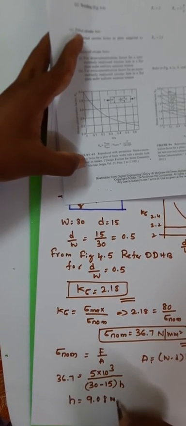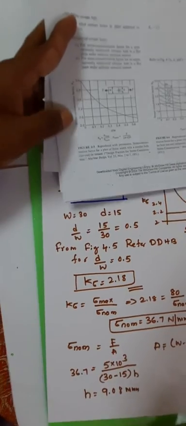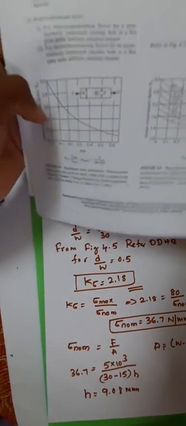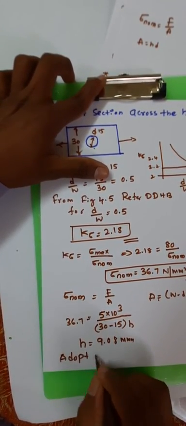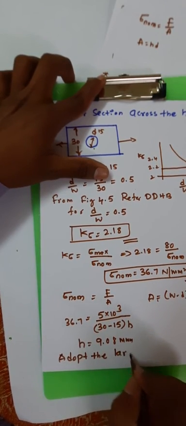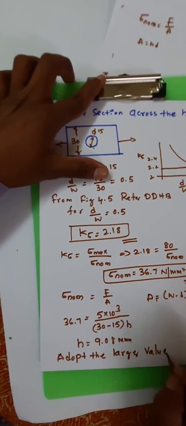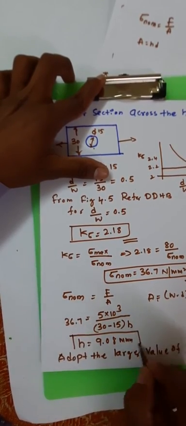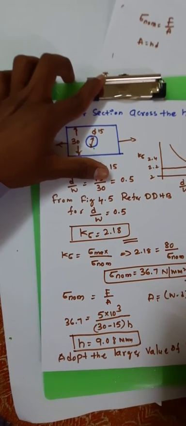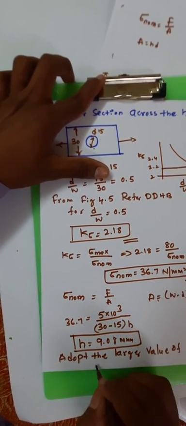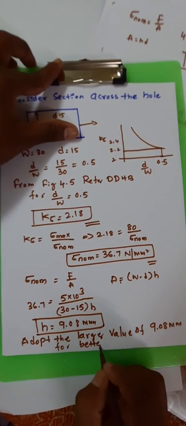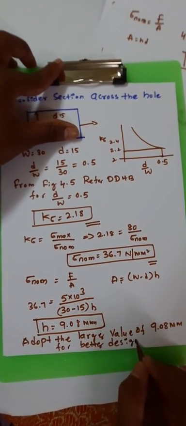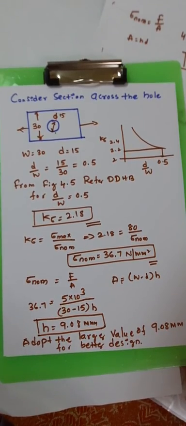9.08 mm. So always we need to adopt the larger value, 9.08 mm, for better design. So this is the given problem.